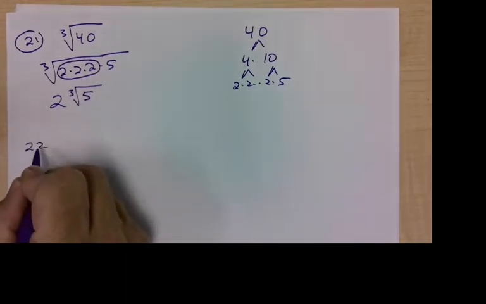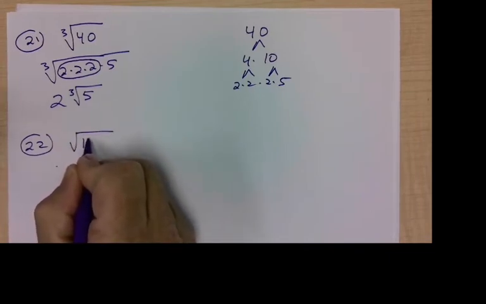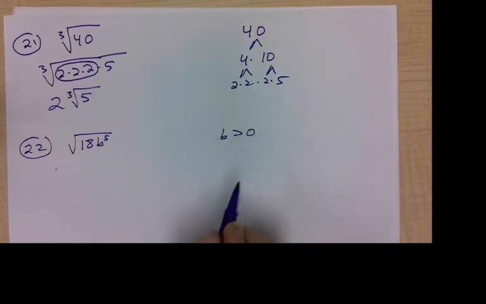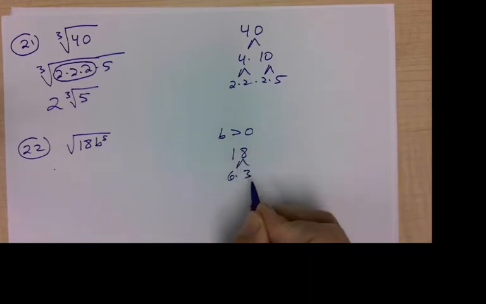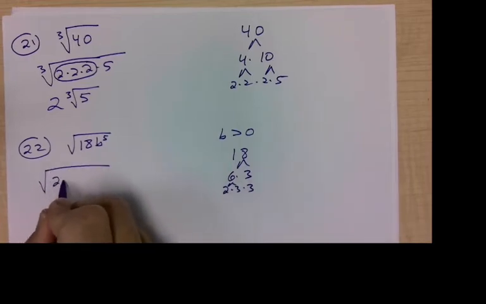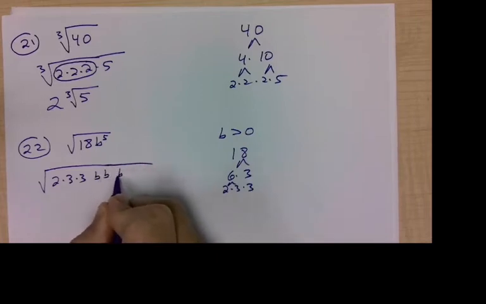Number 22 is a similar question, but it's a square root. Square root of 18b to the 5th. We're going to assume that b is positive, just so that we'll make sure that we have real solutions. Well, what is 18? 18 is 6 times 3. 6 is 2 times 3. So 18 is 2 times 3 times 3. b to the 5th. b, b, b, b, b.